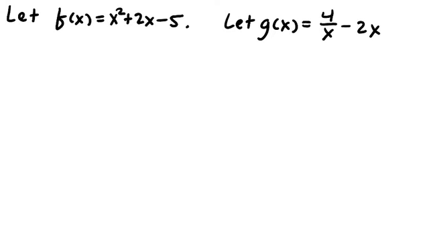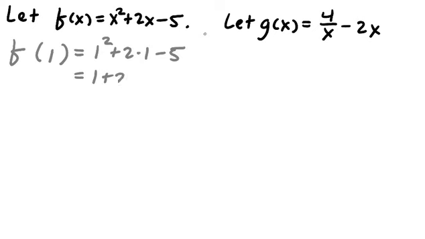All right, so the first example I've got is just two functions. f of x is x squared plus 2x minus 5, and g of x is 4 divided by x, and then subtract 2x. Something that we mostly all know how to do here is find, say, f of 1. We plug in 1 for x, so that's 1 squared plus 2 times 1 minus 5, which is 1 plus 2 minus 5, which is negative 2.